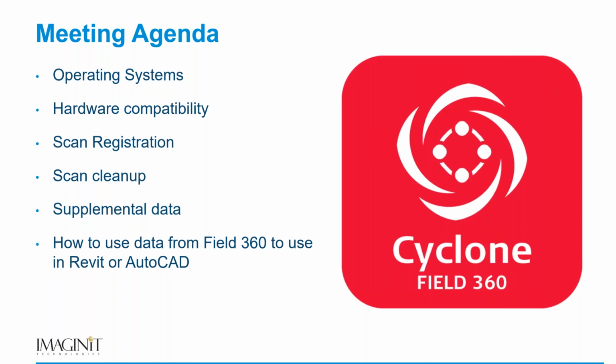Speaking of data, we are also going to talk about supplemental data. I use that term as a way of talking about adding data that the scanner itself doesn't pick up for us, or maybe the scanner's a little far away to pick up. And so how do we add that without having to add another scan setup to the mix? And then of course, the very last thing, we'll talk about how we use that to get a start into AutoCAD or maybe Revit, okay?